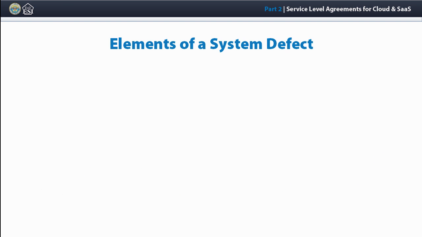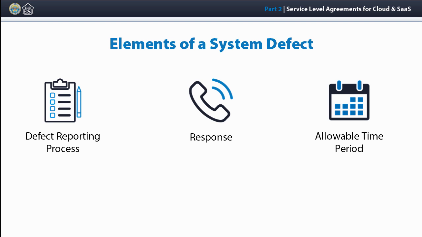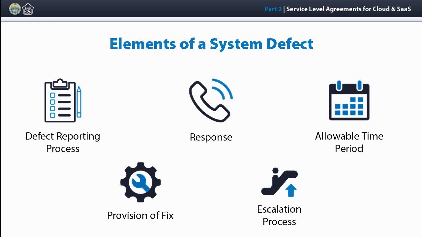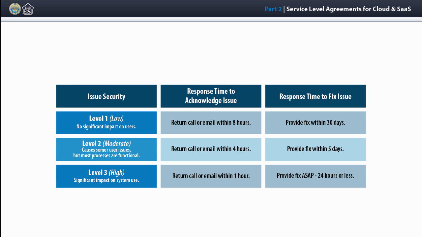The elements of a system defect SLA are as follows: a defect reporting process, the response to the defect report, the allowable time period to provide a fix, the actual provision of the fix, and an escalation process. An example is shown in the chart.